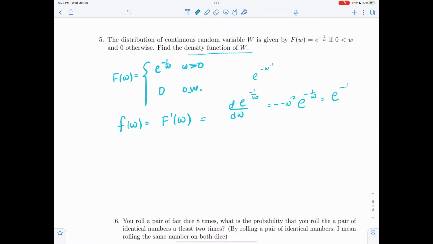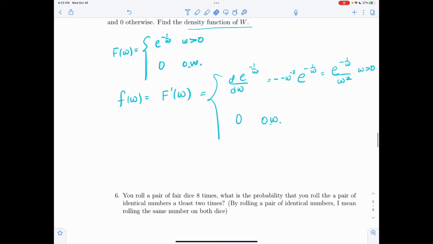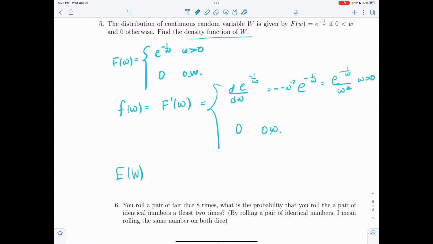And 0 otherwise, derivative of 0 is 0, so this is when omega is bigger than 0. So that's what the density is, all right? We just had to use a chain rule. Okay, and then you could have been asked, what is the expected value, etc., but in this case, you would not be able to find the expected value because you would end up with an integral that you can't compute.